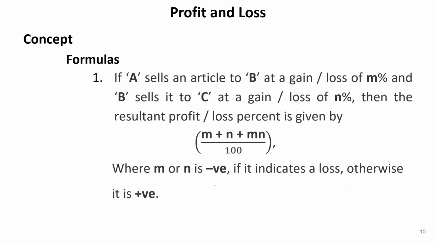So let's see the next formula, that is A sells an article to B at a gain or loss percentage of M%, and B sells it to C at a gain or loss percentage of N%. Then the resultant profit or loss percent is given by M plus N plus MN by 100. Okay, where if M and N are negative, then it indicates a loss, otherwise it is positive and it indicates a profit.